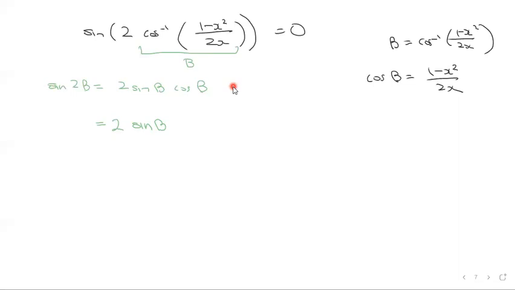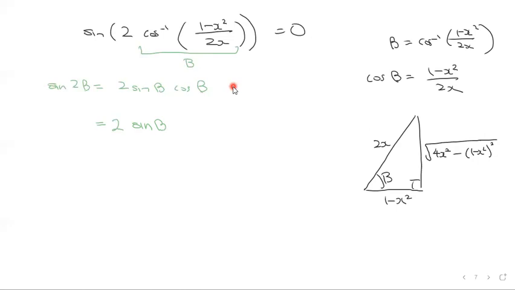Now, sine of beta is probably where we will have to get out our rote a bit. So if we think of this as beta, cosine beta is going to be 1 minus x squared over 2x. So 1 minus x squared on 2x suggests that this would be the square root of 4x squared minus (1 minus x squared) all squared.